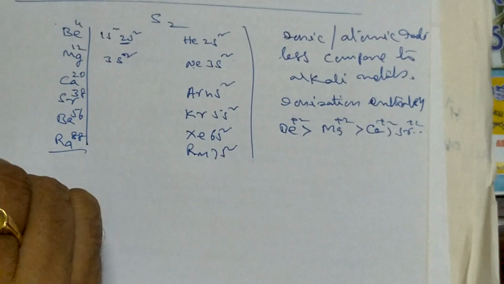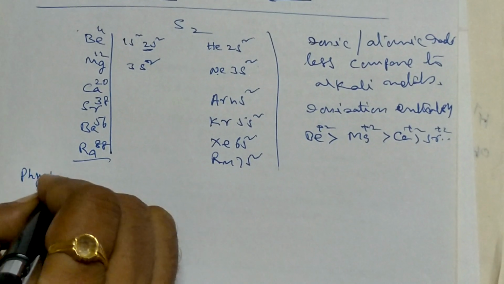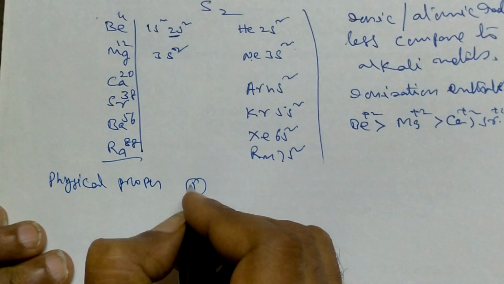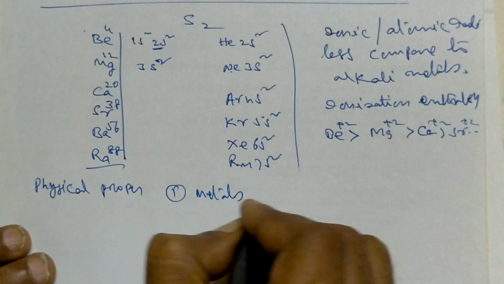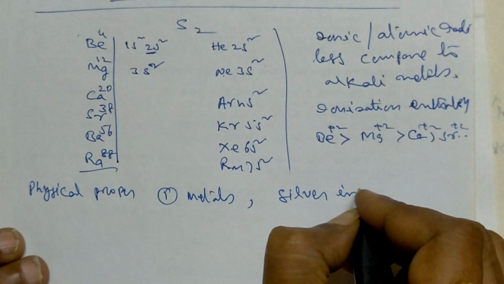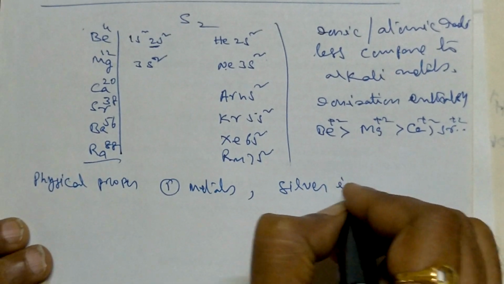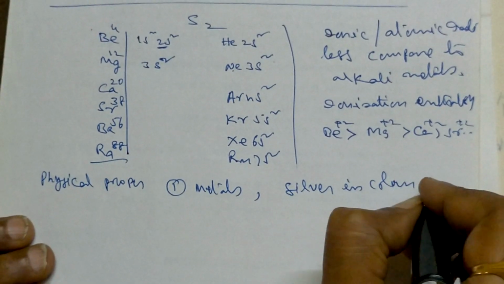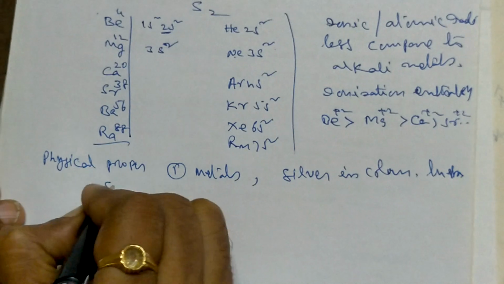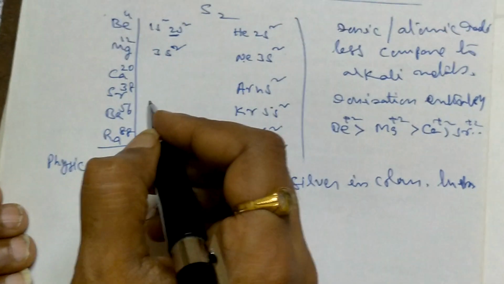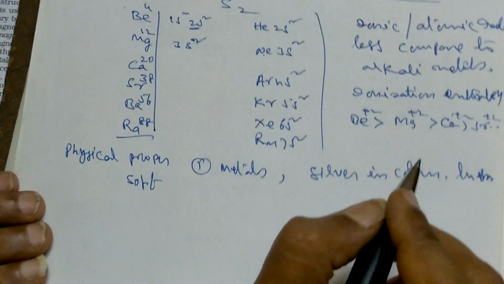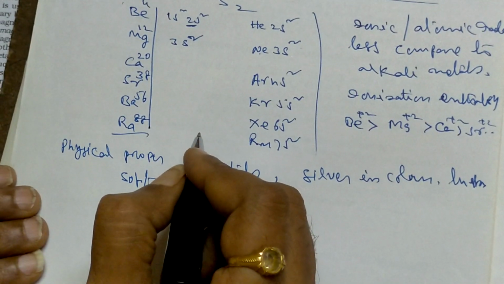Then if you see the physical properties, first they are all metals, silvery white in color, with luster, and relatively soft. In the case of calcium and sodium, you can cut them with a knife.